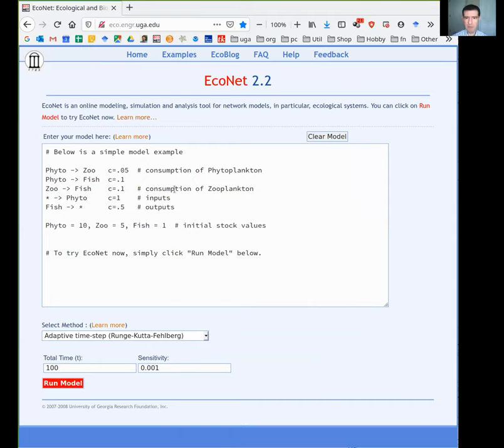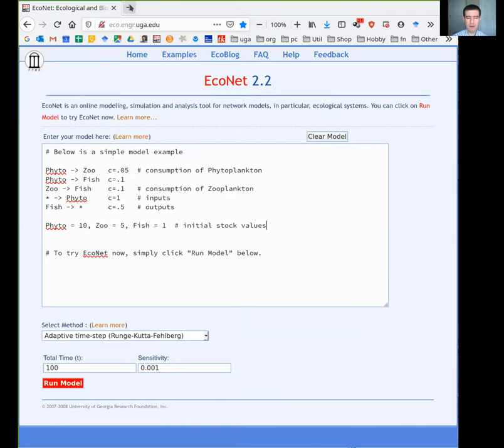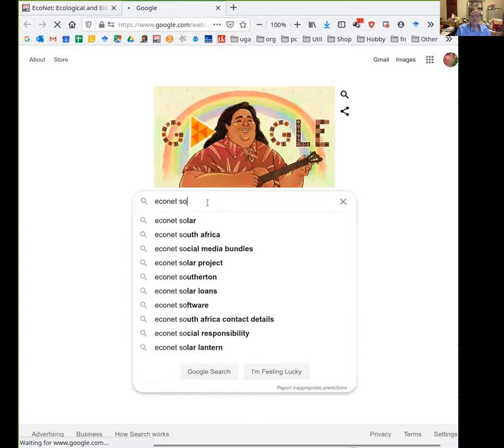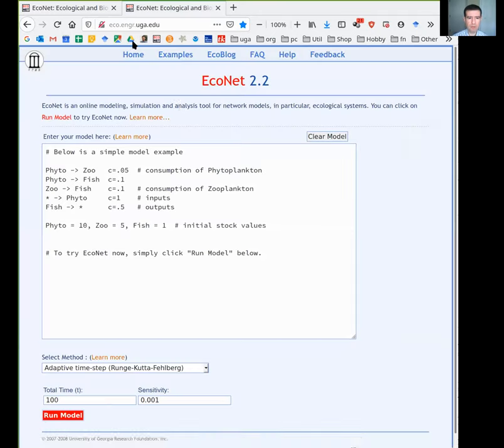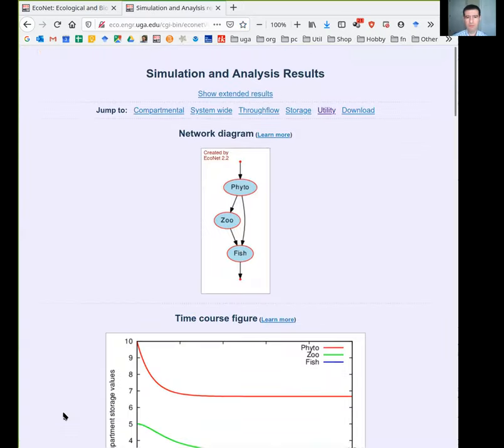I did not enter anything into Econet, by the way. So this is the address, and I think if you just search for Econet software, that's what you'll see. That's the address that I sent in the PDF that I emailed folks before. If you search for Econet software, that is what should come up on Google. This is the model that you already have in it as a test version, and if you just hit run model, it should run. So not much of a learning curve at the beginning.